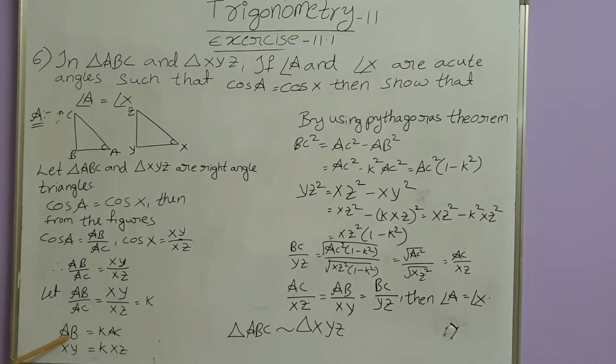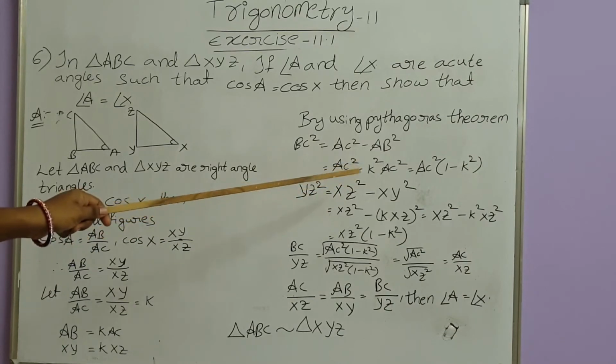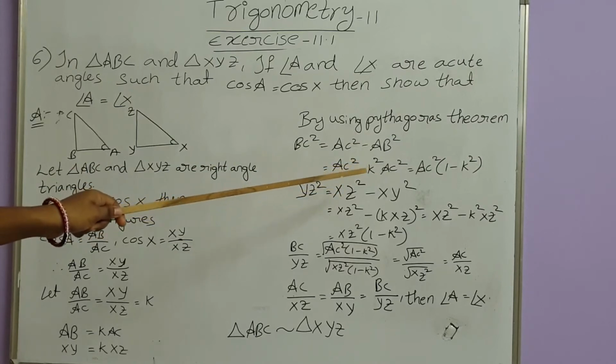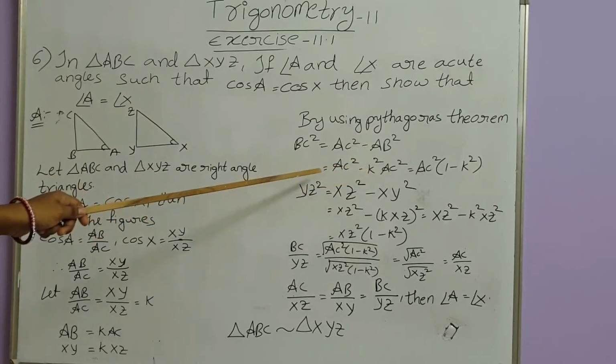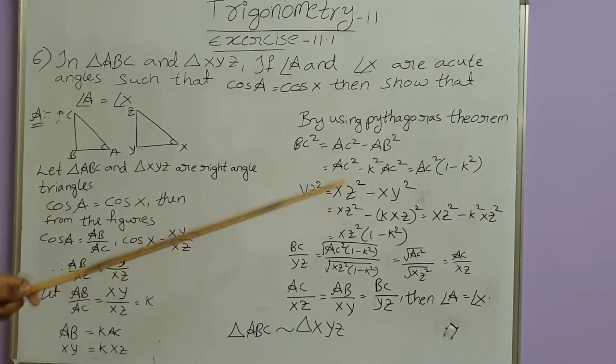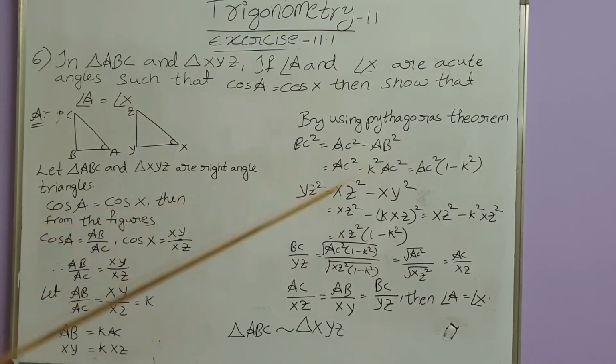Here AC square minus AB square. Here AB value is K of AC, substituting the AB value. So AC square minus K square AC square is equal to, you can take AC square common, AC square of 1 minus K square.